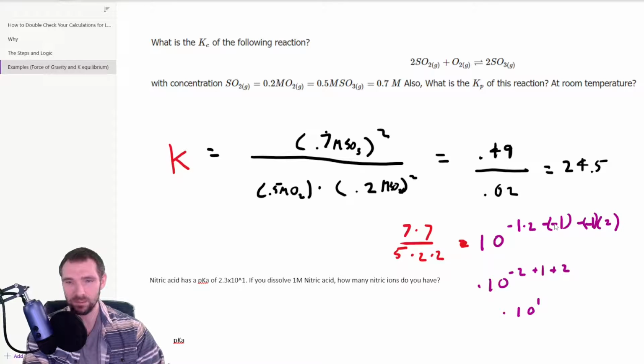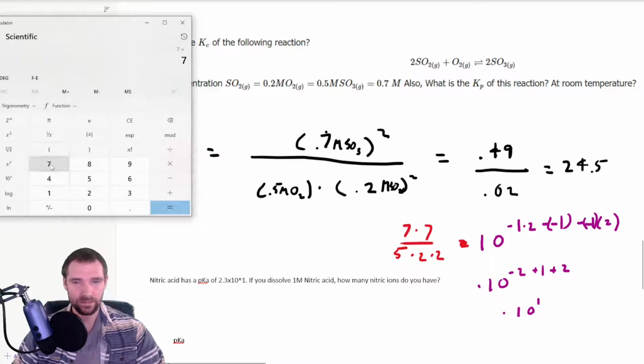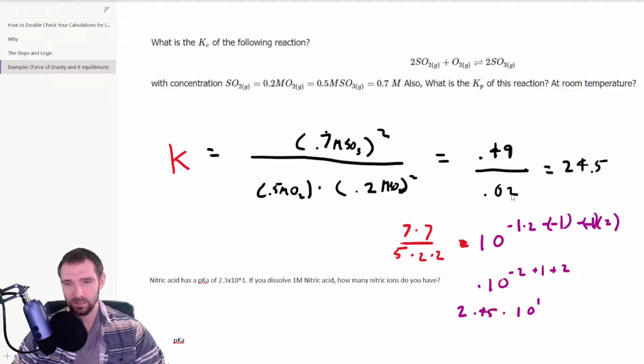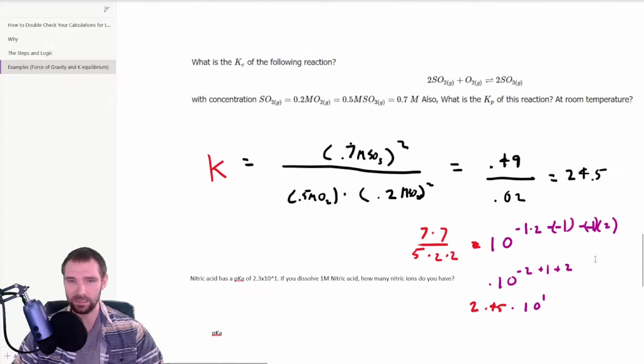And then that's being multiplied by the 7 times 7 on the top, right? And then divide that by 5, and then divide that by 2, and divide that by 2, and that's 2.45. And then if you think about 2.45 times 10 to the first power, isn't that what we got earlier? Isn't that 24.5? So that's kind of how these things work out, and you can think through them.